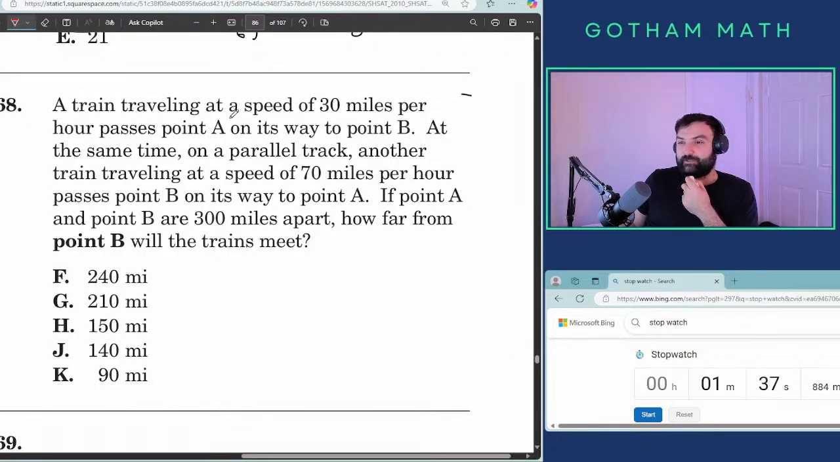A train is traveling at a speed of 30 miles per hour, passes through point A on its way to point B. At the same time, on a parallel track, another train traveling at the speed of 70 miles per hour passes through point B on its way to point A. Okay.